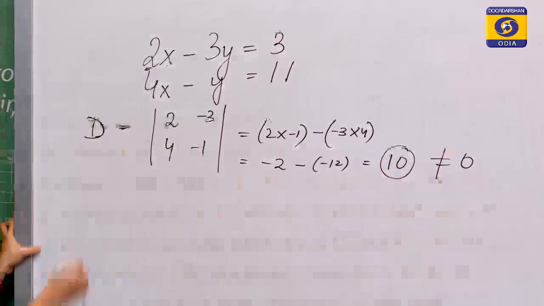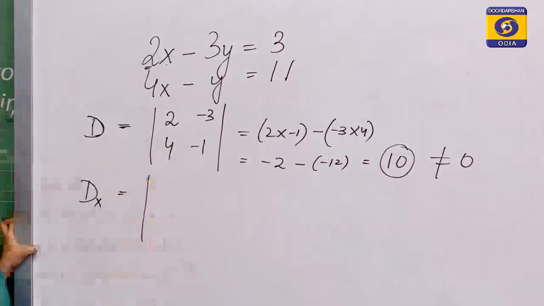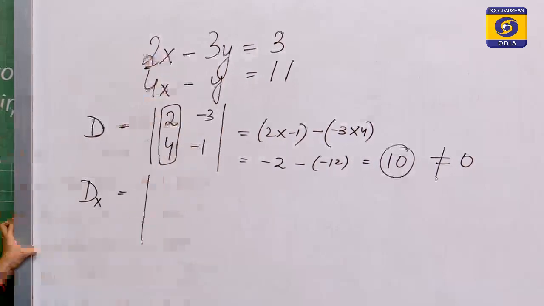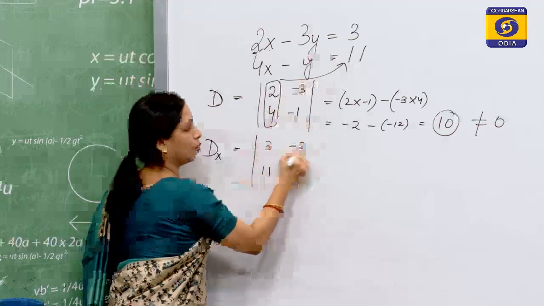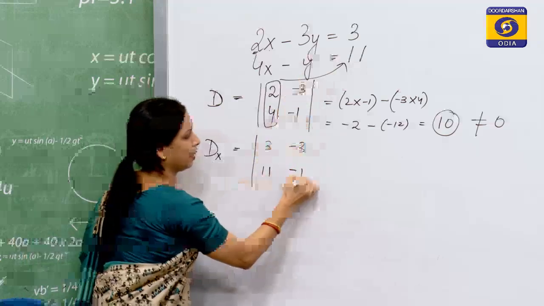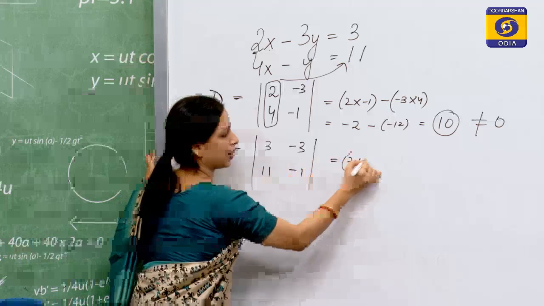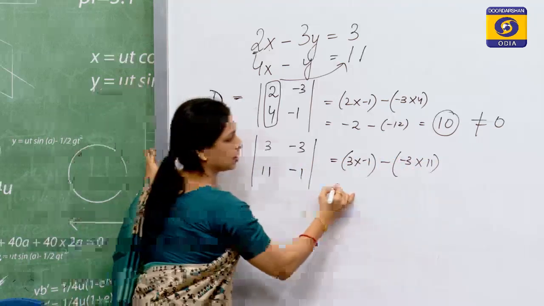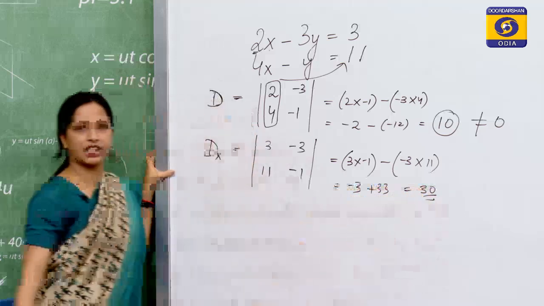What is the next step? We have to find Dx. How do we find Dx? In Dx, we substitute the coefficients of x with the known values, that means 3 and 11. The y coefficients remain the same, that means -3, -1. Now, we can find the determinant value. Here 3 into -1 minus -3 into 11, so this is -3 plus 33. What is the answer? 30. So, the Dx value is 30.